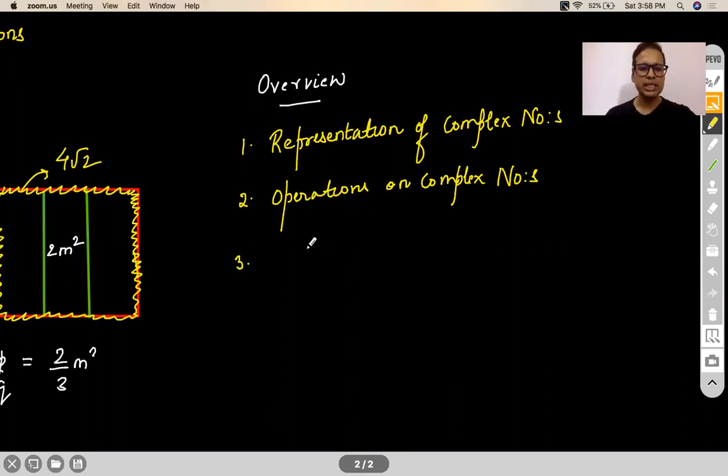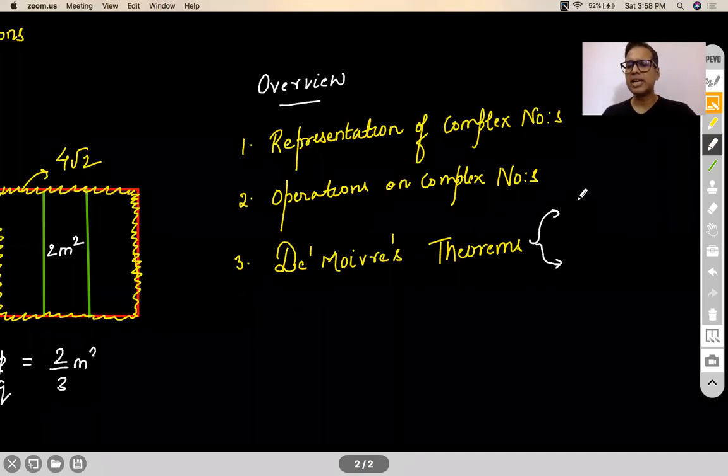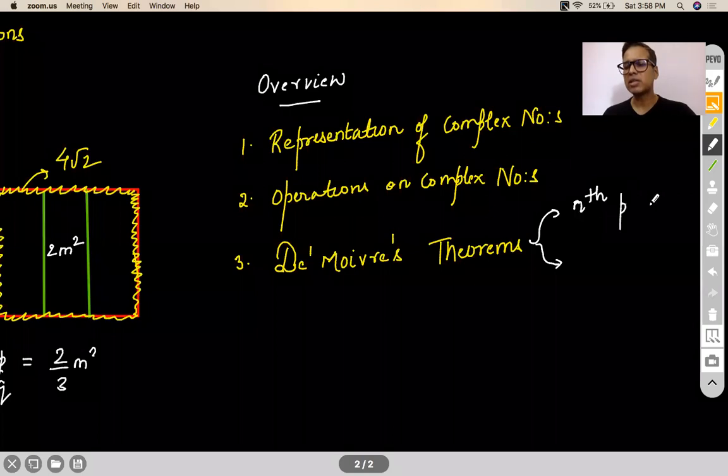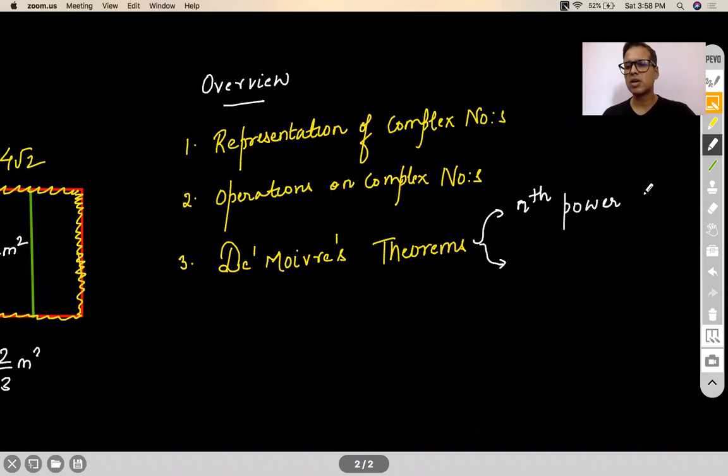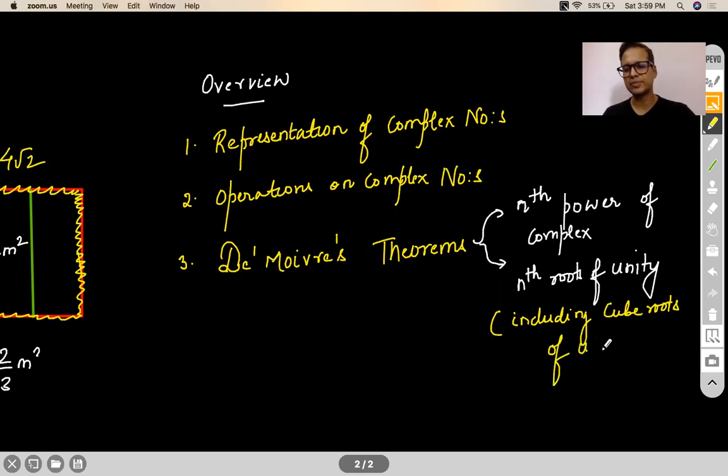Third, we are going to talk about De Moivre's theorem. The pronunciation is De Moivre. With the help of De Moivre's theorem, we are going to talk about a lot of things, like finding the nth power of a complex number, and how this helps us in studying the nth roots of unity in particular, which also includes your cube roots of unity.